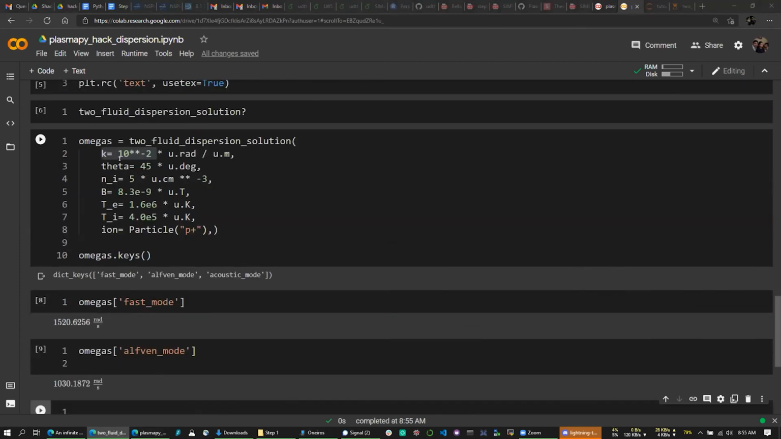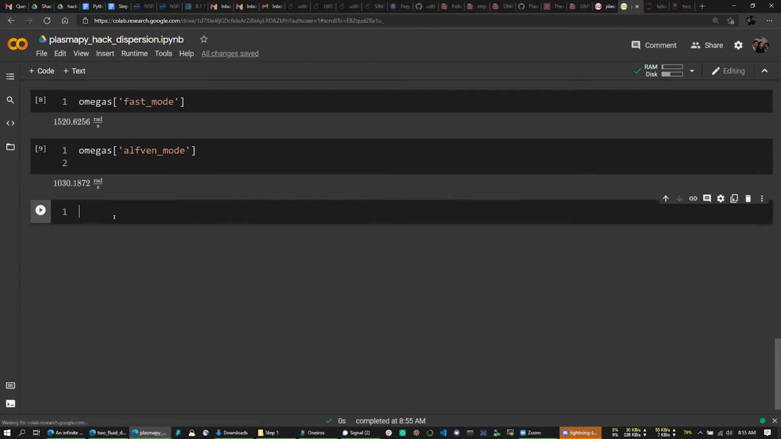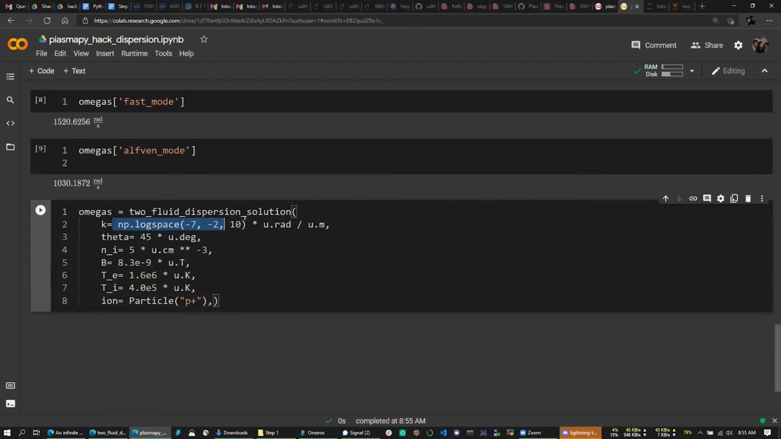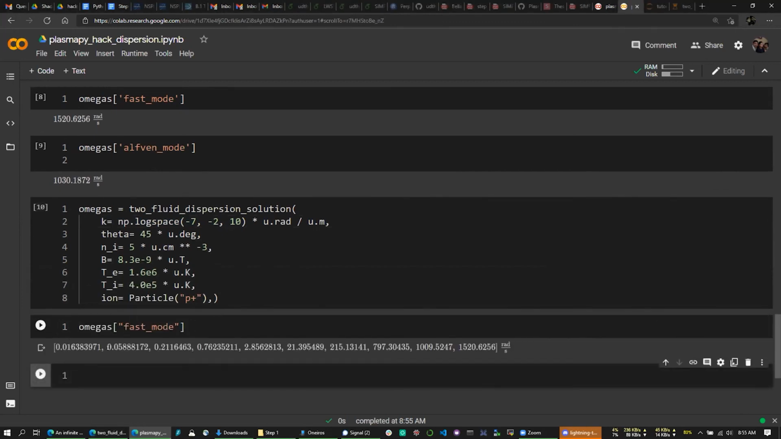Instead of having k as a single value, you can also have k as an array. So for example, here I'm saying that it is going from 10^-7 to 10^-2 in 10 different steps, or 100, whatever you want. Everything else remains the same. And when I compute the omega for fast mode, now it gives me 10 different values corresponding to each of the 10 different values of k. And the units are, of course, radians per second, right? So this will work.